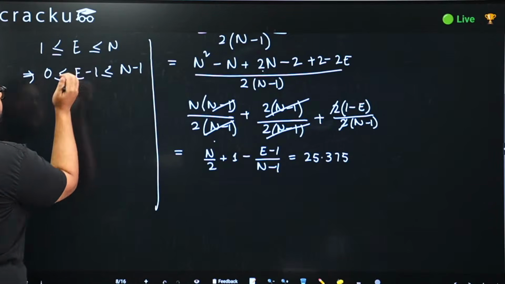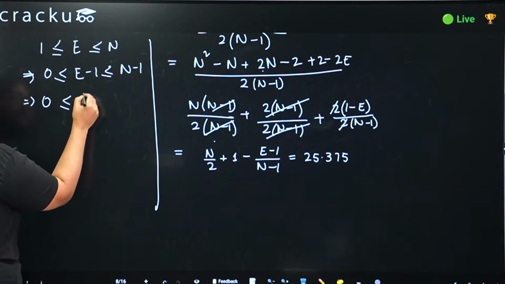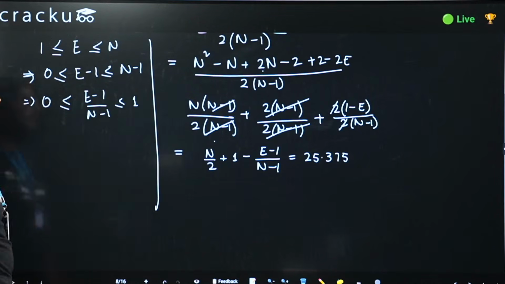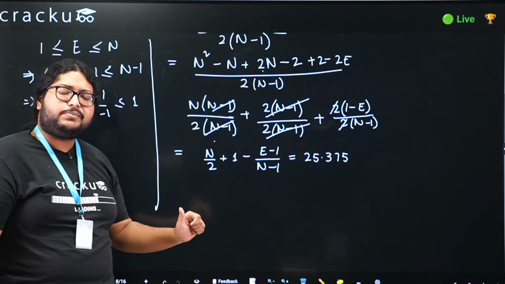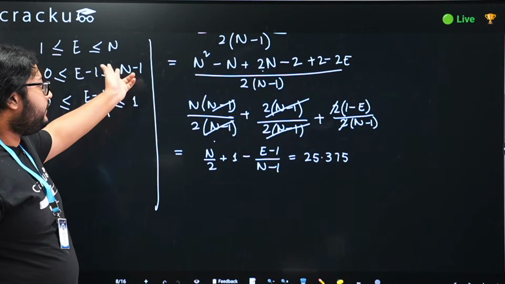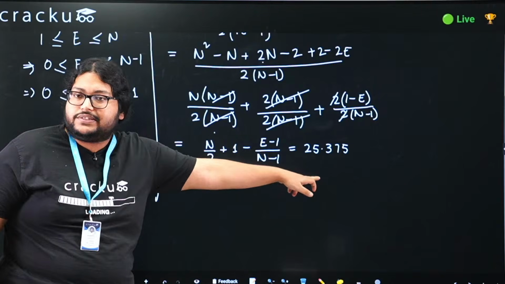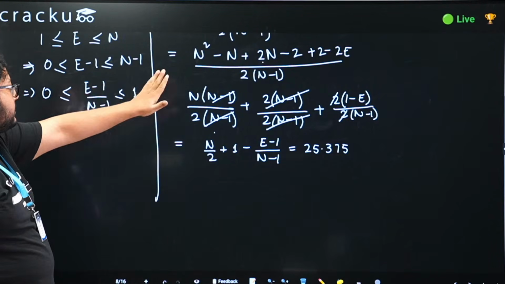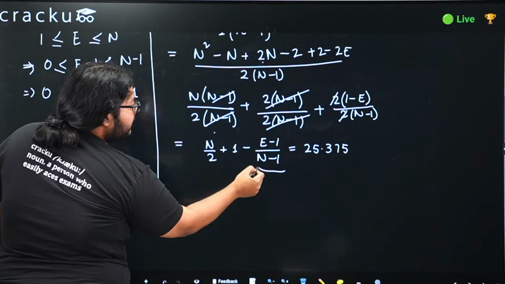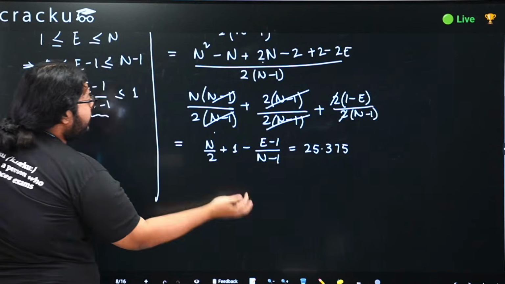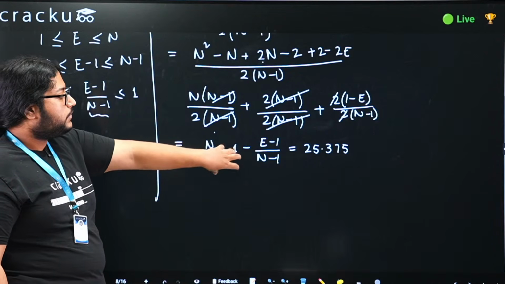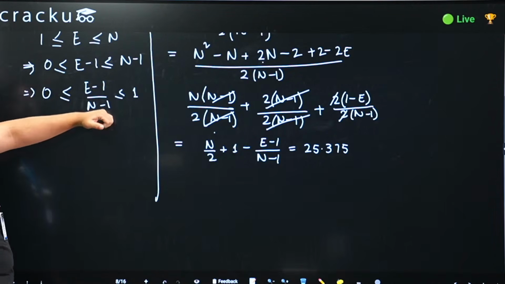Now I can basically bring this down. So 0 should be less than or equal to e minus 1 by n minus 1, and this should be less than or equal to 1. We can divide by n minus 1 because n minus 1 is positive, and it's obviously not 0 because n is not 1. If n were 1, then the average would not be 25 point this. So n minus 1 is not 0, so we can easily divide it. So this expression is basically this one. We arranged it like that so that we find a range for this expression. Now we can try and put these values and see if we can get a better range here.